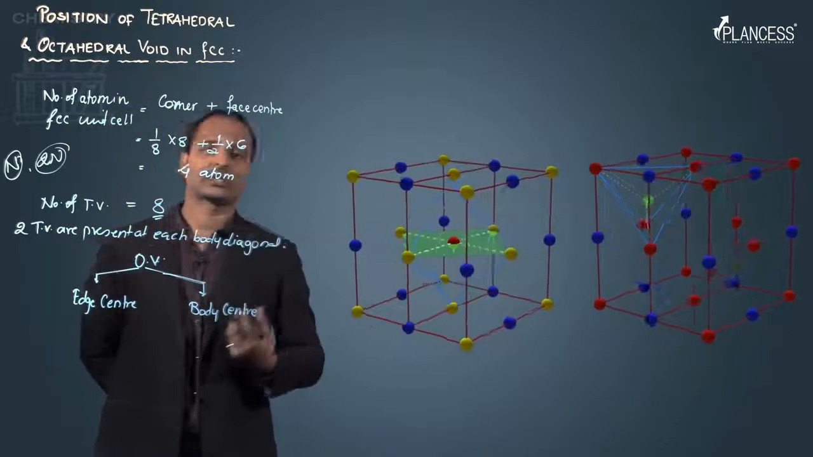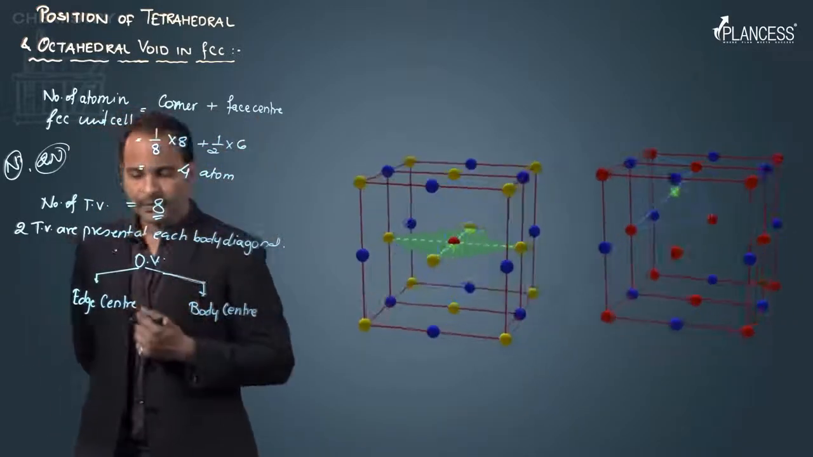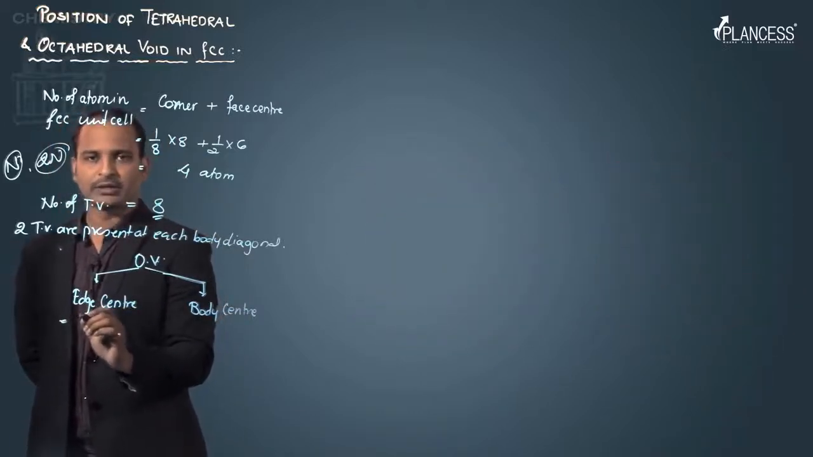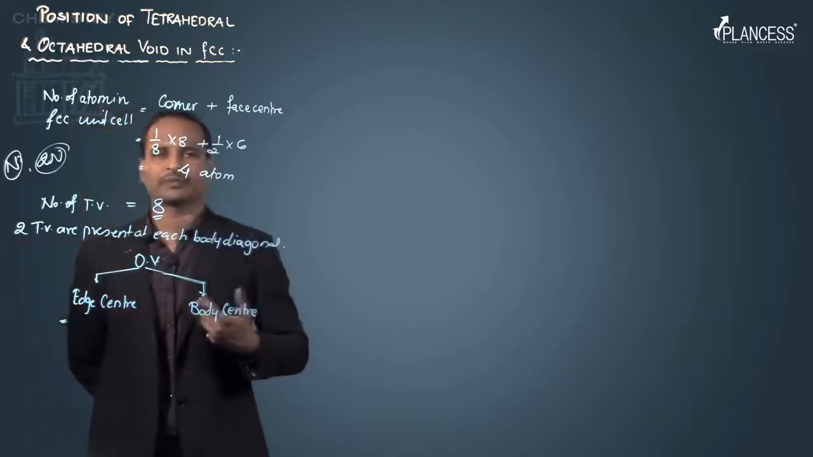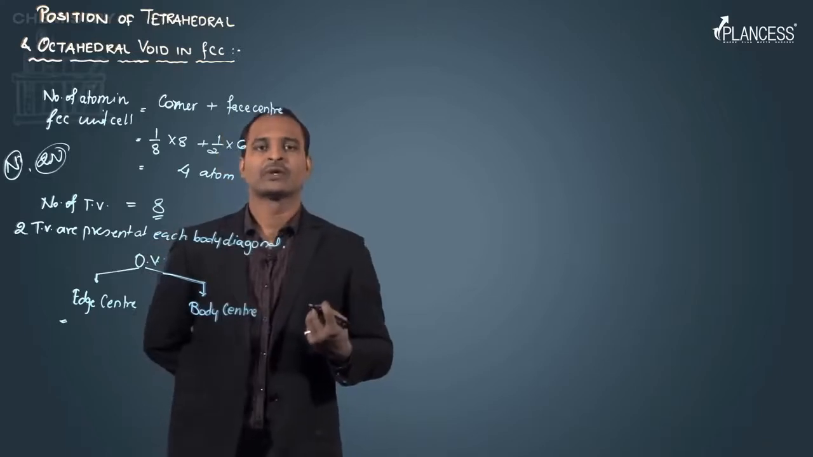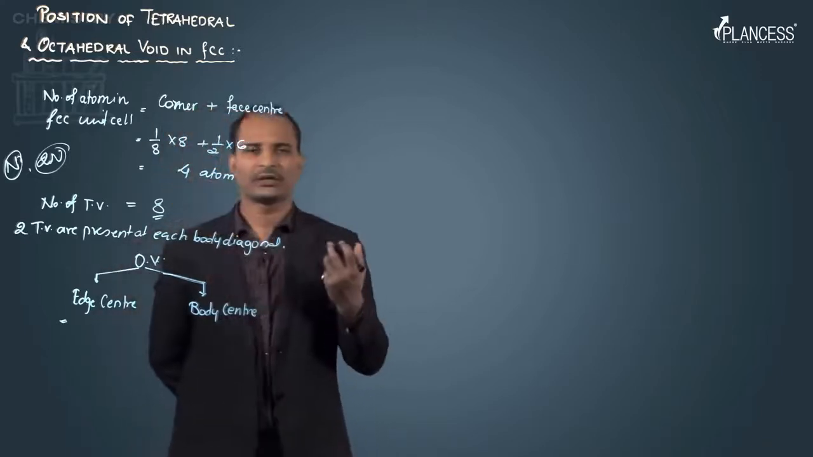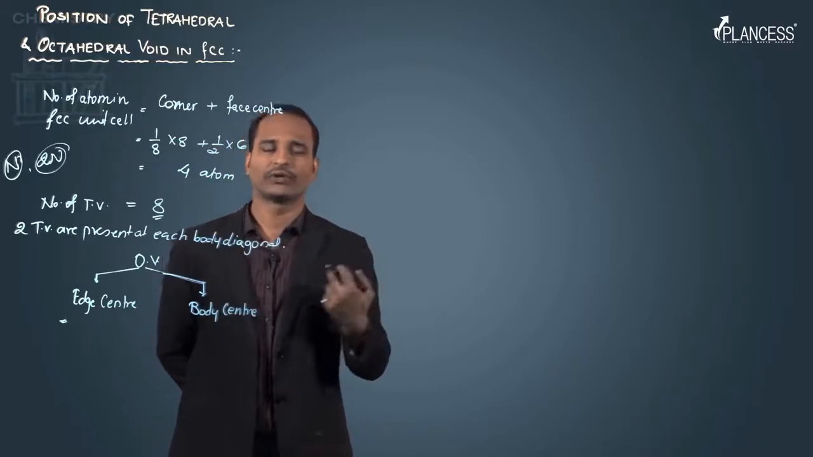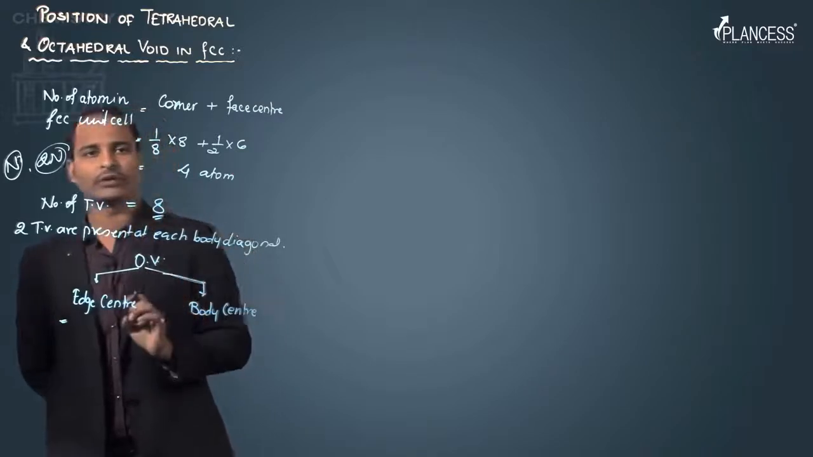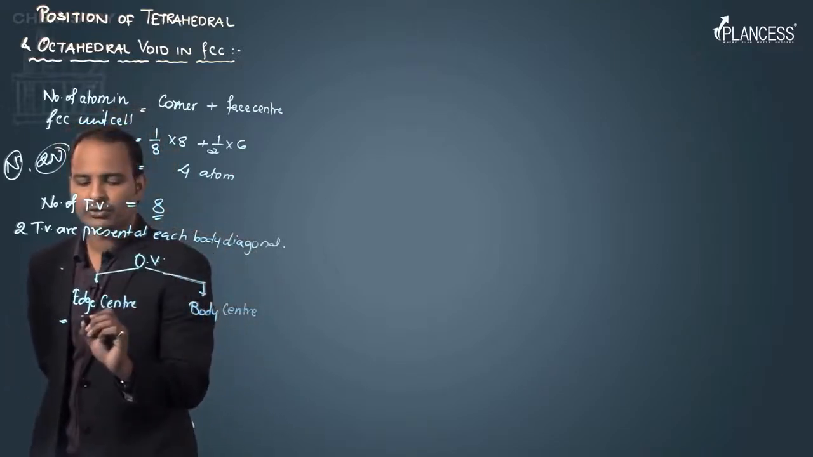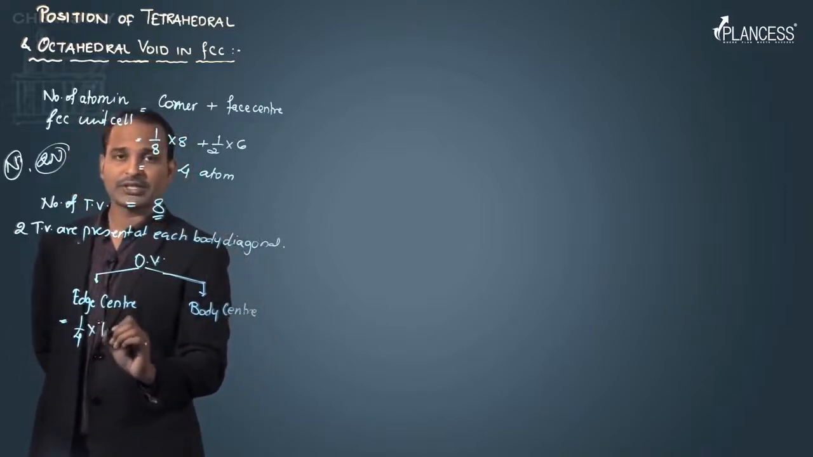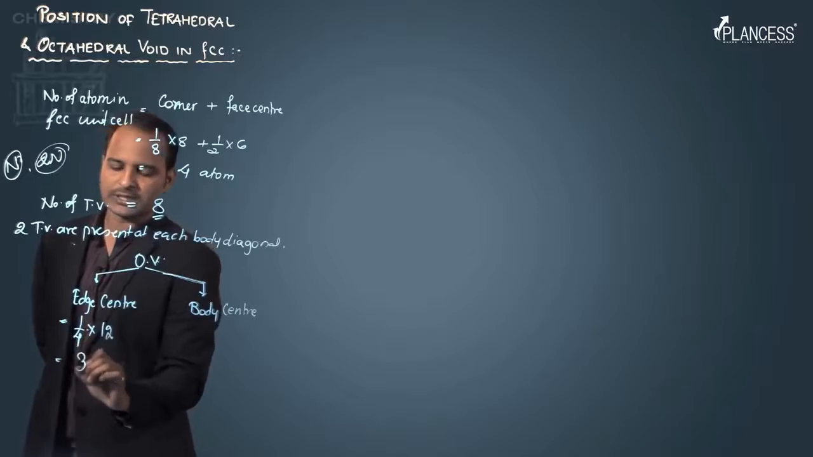Now let's see how many octahedral voids there are in an FCC unit cell. Suppose there is one particle present at one edge. What will be the contribution of that particle in a single unit cell? The particle present at one edge is shared by 4 different unit cells. So in a unit cell, its contribution is going to be 1/4. And there are a total of 12 edges. So 12 times 1/4, that is 3.